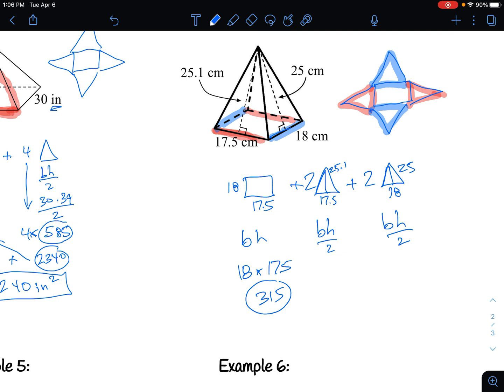Base times height divided by 2, so goodness gracious, 17.5 times 25.1 divided by 2. Calculator work. 17.5 times 25.1 divided by 2. I got 219.625. Now remember, there are 2 of them. So I am going to multiply by 2. So in my calculator, punch in times 2, and I got 439.25.